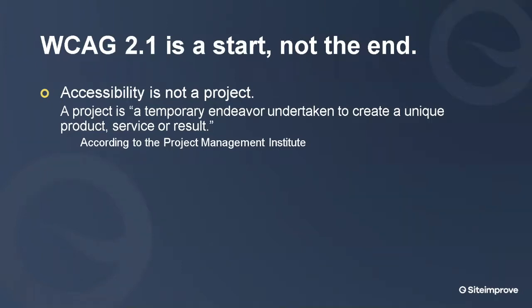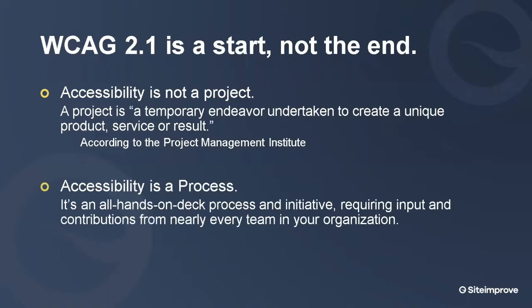Accessibility is not temporary. Accessibility is something that we're going to continue to be doing. A project is something that's undertaken to create a unique product, service, or result. You create unique products, services, and results every day, and you want all of those to be accessible. And so accessibility is really about being a process. It's everybody coming together around an initiative and bringing unique contributions together.